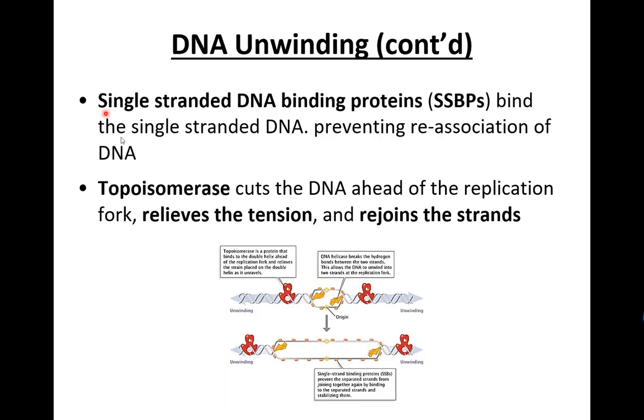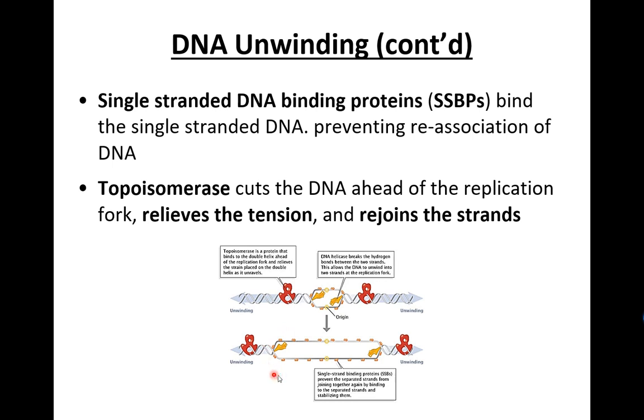However, this is prevented by the binding of the single-stranded DNA molecules by a protein called single-stranded DNA binding proteins, or SSBs. Please use the full name if I ask you about that on a test. By binding, they prevent the reassociation of the two strands into the double helix, so DNA stays open. However, there is still a problem: while this separation keeps going on, it causes tension ahead of the replication fork.